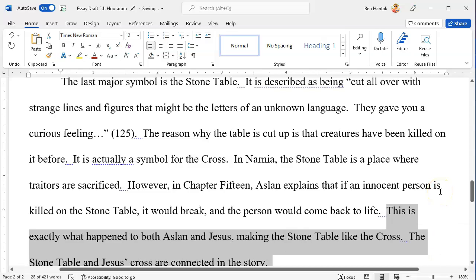The last sentence is one that we initially had as our summary sentence. The one before it is a commentary sentence that I just kind of spitballed out there to see if it works. One of my questions is, do we need both of these sentences, or should we cut one of them? Let me read the last half of this paragraph out loud, and I want your opinions on that. However, in chapter 15, Aslan explains that if an innocent person is killed on the stone table, it would break, and the person would come back to life. This is exactly what happened to both Aslan and Jesus, making the stone table like the cross. The stone table and Jesus' cross are connected in the story. Do I need both of them?